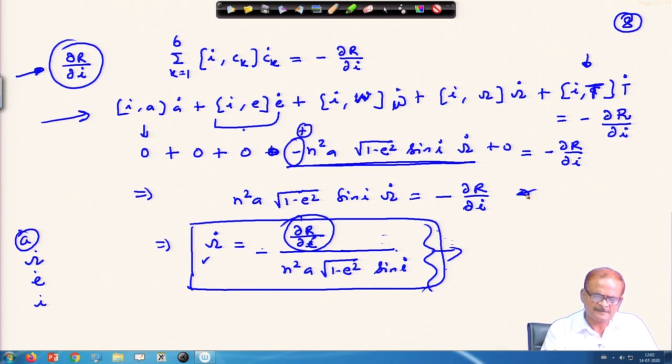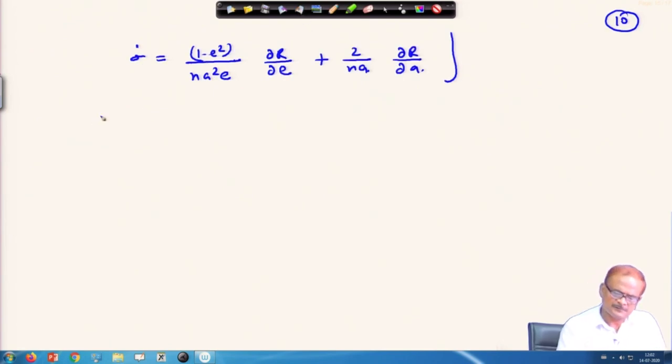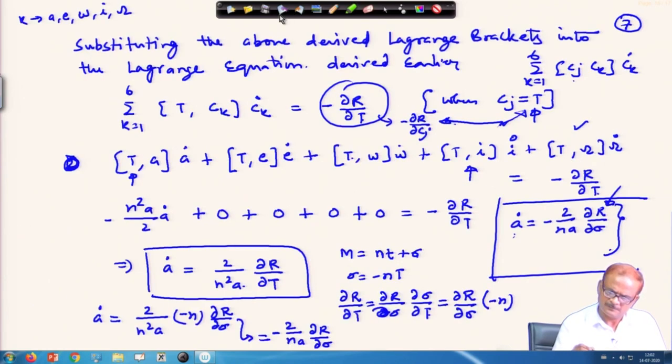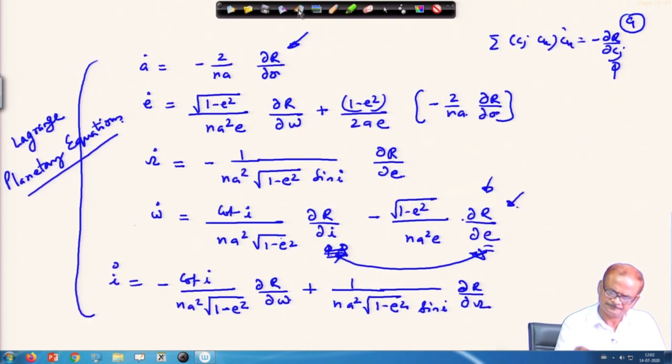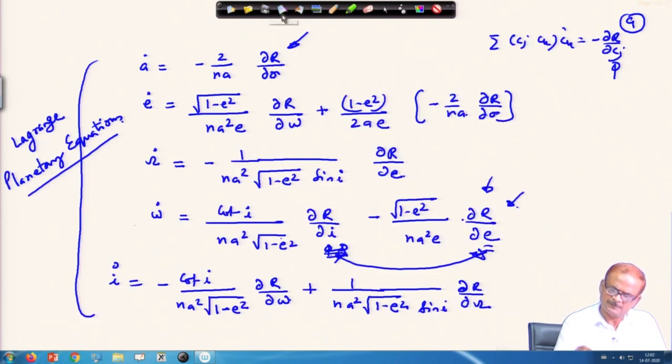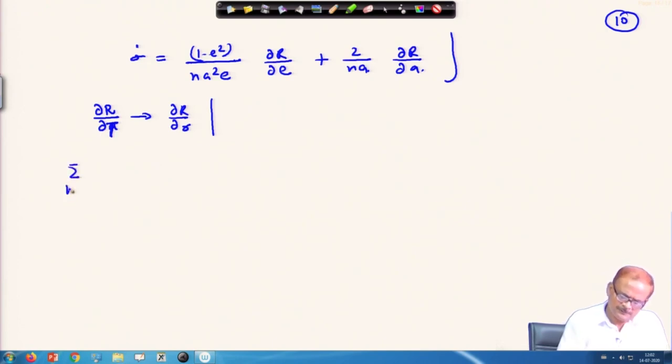Now, once we have done this, in the same way all other terms can be evaluated, like the terms related to what we have done till that extent: dou r by dou a, the first term. Perhaps dou r by dou t was first, which we had written in terms of sigma. This we converted into dou r by dou sigma, and thereafter we have taken dou r by dou I. Similarly, you can use k equal to 1 to 6 Lagrange bracket.